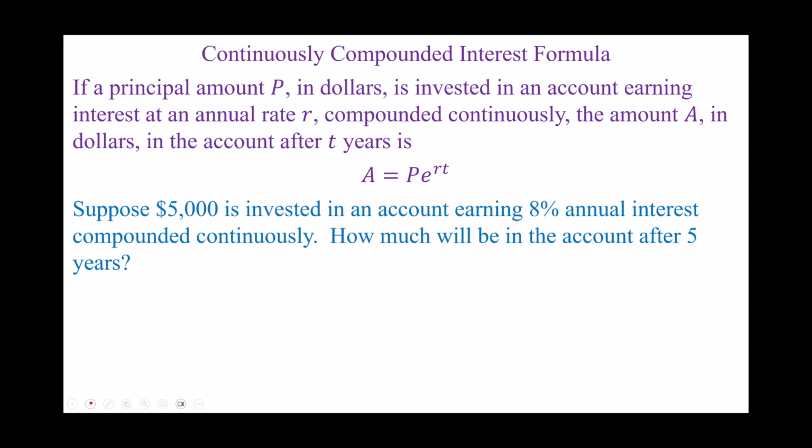So we're going to do the same question. So A equals 5,000 times e to the 0.08 times t, which was 5. So 0.08 times 5. Put that in your calculator, and we get $7,459.12. So a little bit more than we got for compounded monthly. The more times a year the interest is compounded, the more interest that you're going to earn.